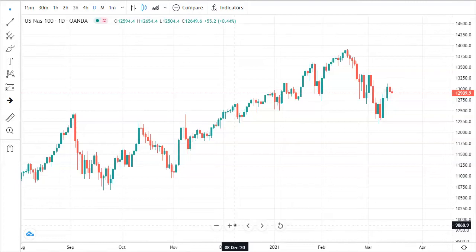So, Extra Hot Forex, it's Monday. Let's go straight to NASDAQ and US30. Today I'll start with NASDAQ 100 and I will finish with US30.